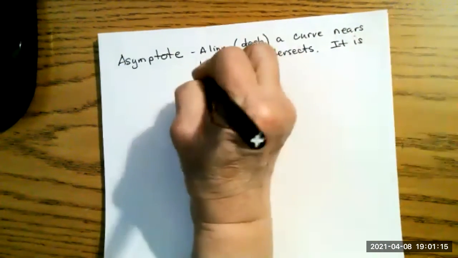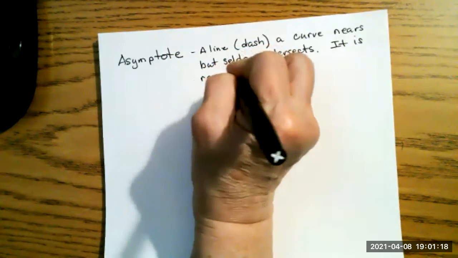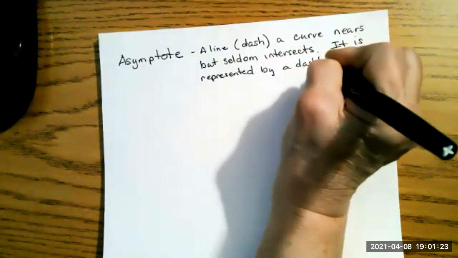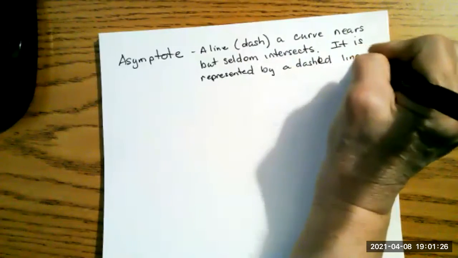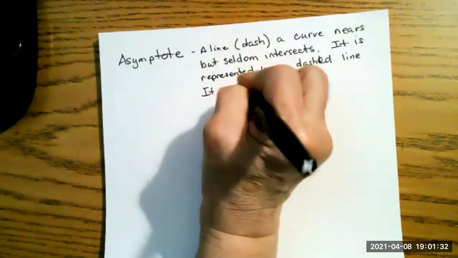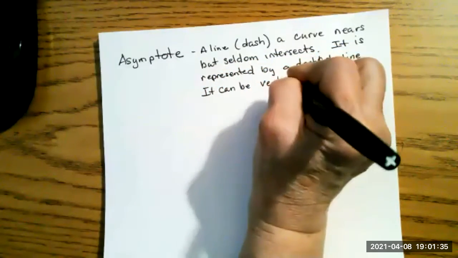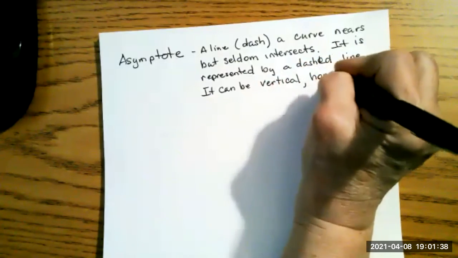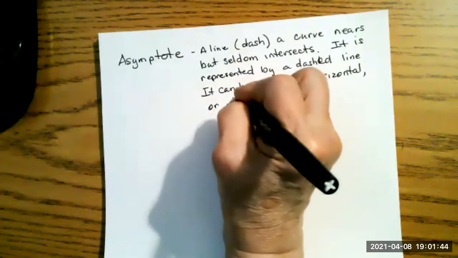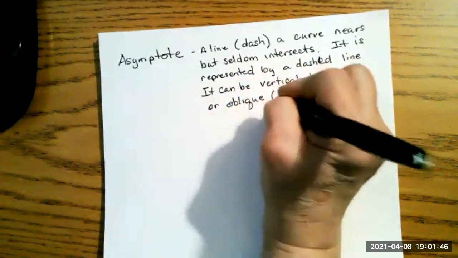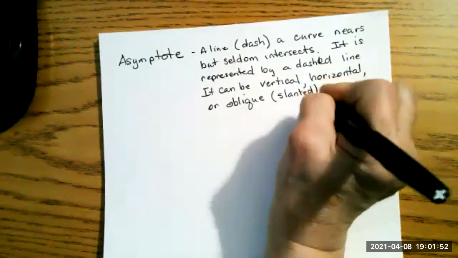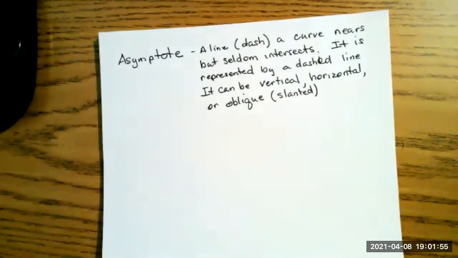It is represented by a dashed line, if I can spell dashed correctly. It can be vertical, horizontal, or oblique. Oblique is an old people word. It's been around forever. That means it's slanted.